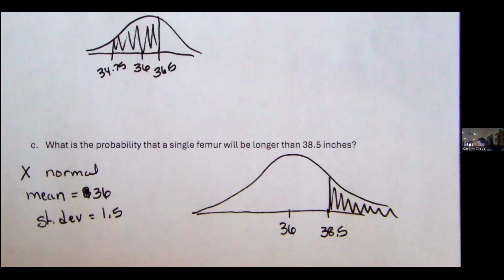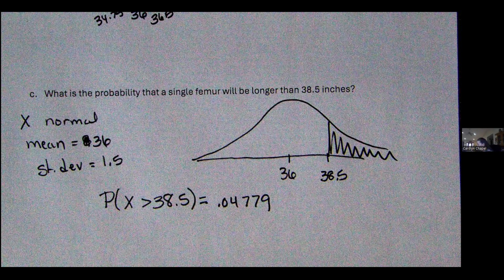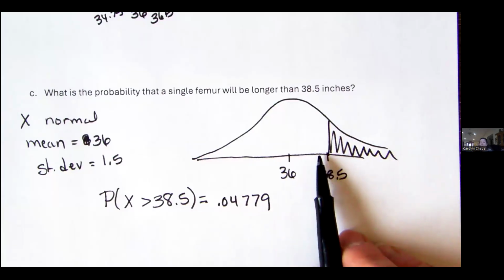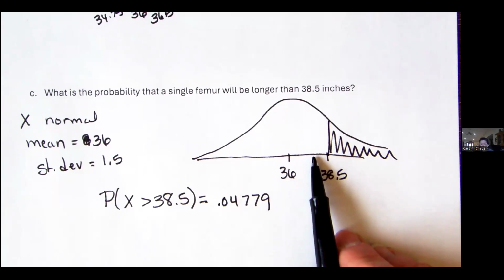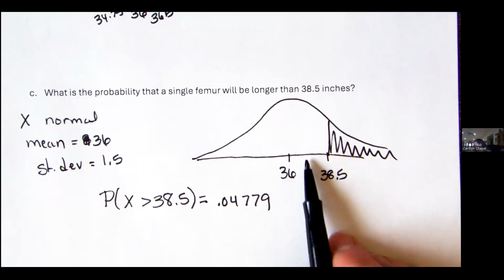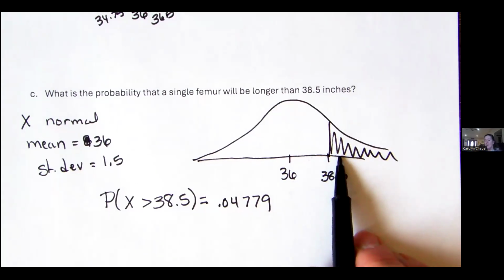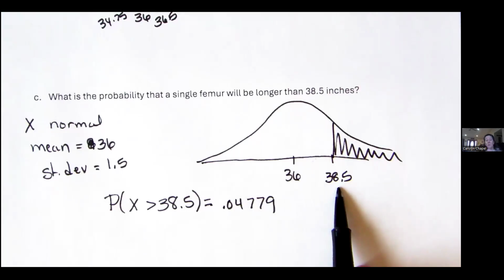And I wrote it all down. So the probability of a single bone being that far is 0.04 something. Notice though, if you would have checked the z-score for that, going 1.5 takes me to 37.5. Doing another 1.5 is going to take me all the way up to 39. So it was between 1 and 2 standard deviations away from the mean.